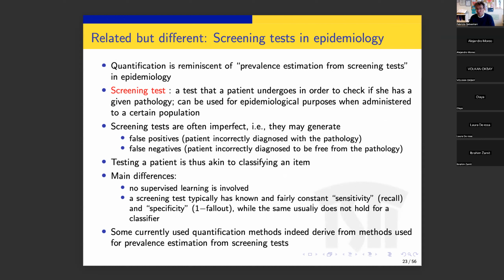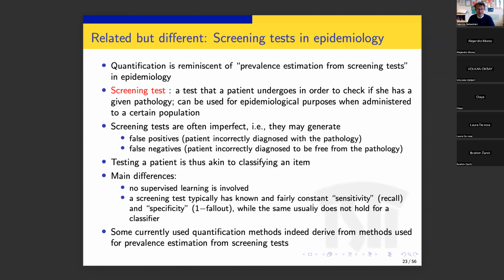And these tests are often used for epidemiological purposes. So when they are administered to a certain population, their goal is to figure out, say, what is the prevalence of HIV, whether the prevalence of HIV is increasing, whether it's spreading to a different geographical region, etc. The problem is that these tests are often imperfect as classifiers. So they may generate either false positives or false negatives. A false positive is when a patient is incorrectly diagnosed as having the pathology, while a false negative is when a patient is incorrectly diagnosed to be free from the pathology.